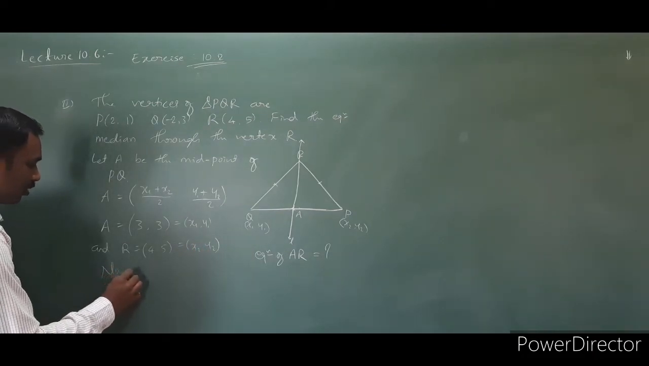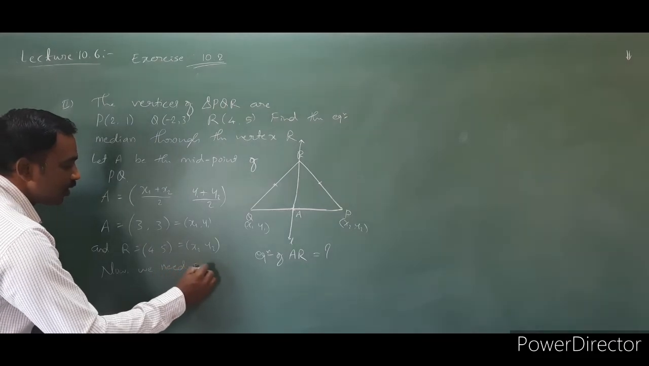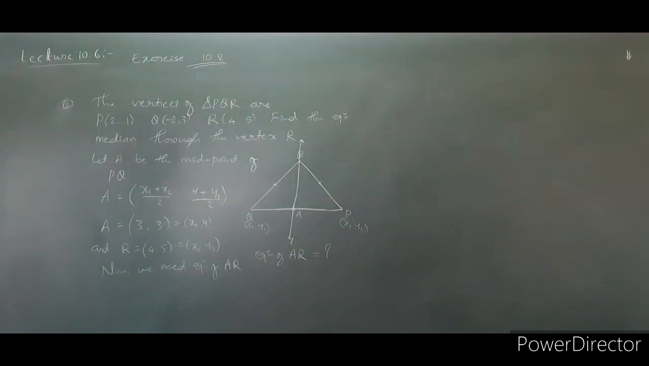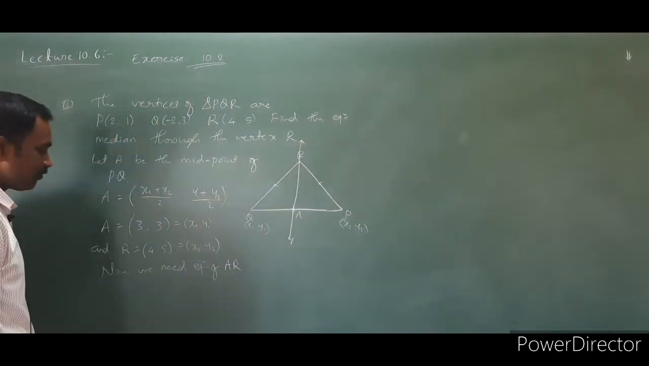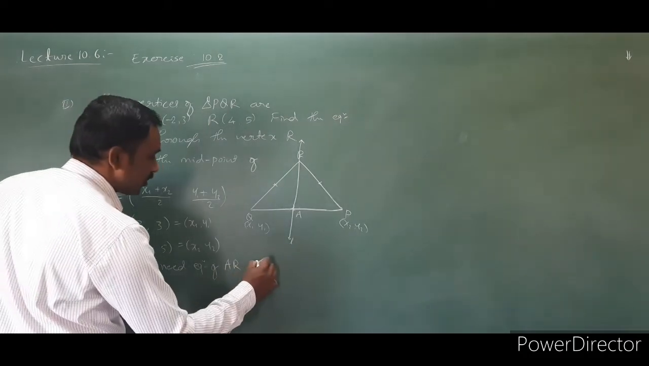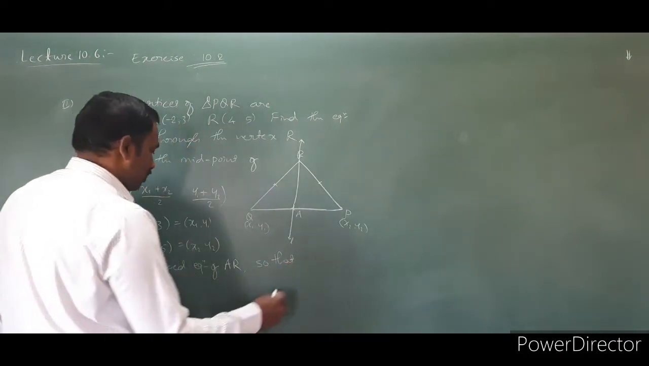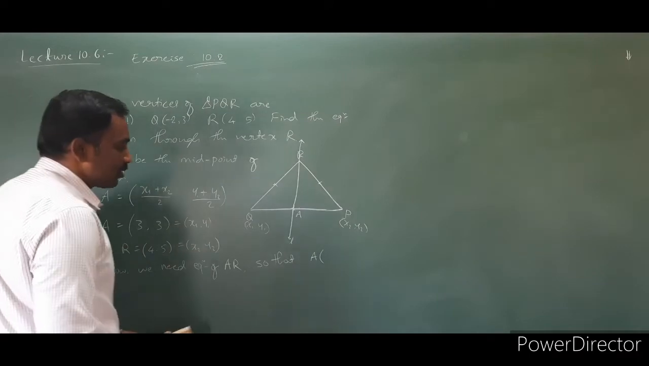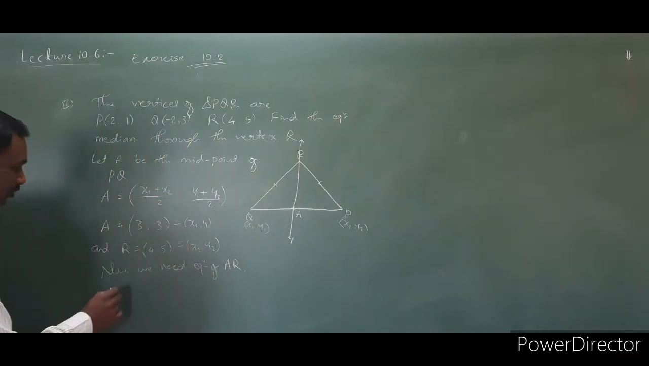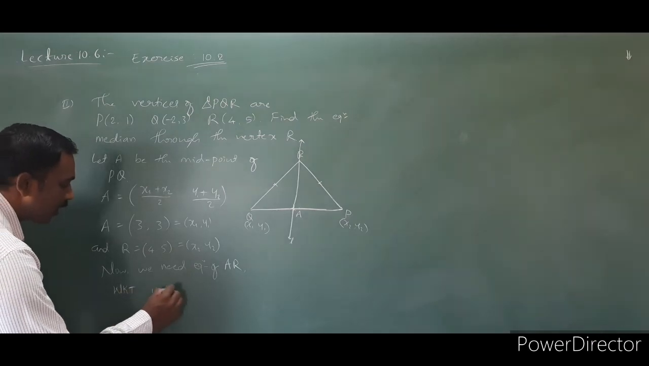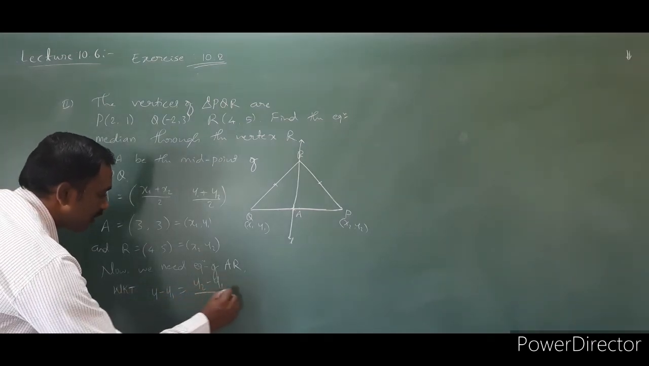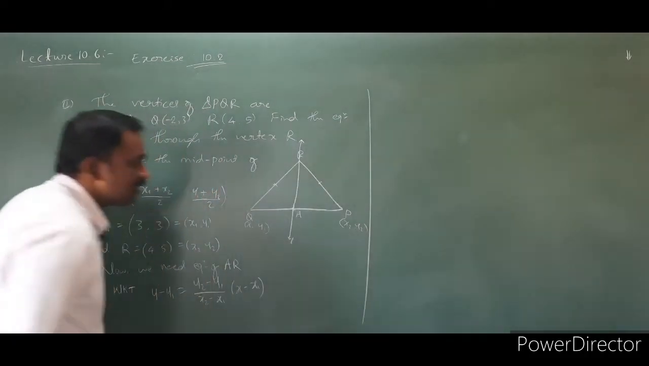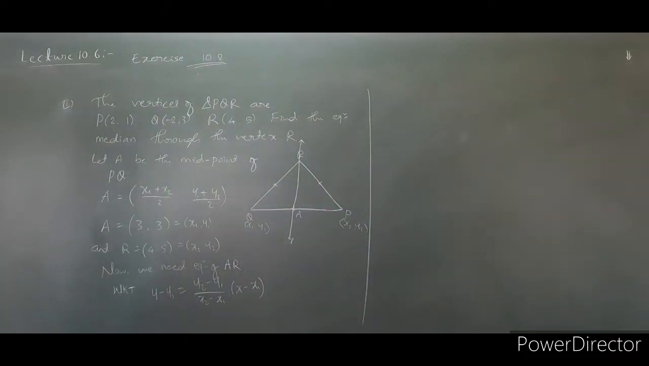Now we need the equation of AR. How to find the equation of AR? We know the two-point formula: y minus y1 is equal to (y2 minus y1) divided by (x2 minus x1) into (x minus x1). Replace, simplify, that's all, and we'll get the required answer.